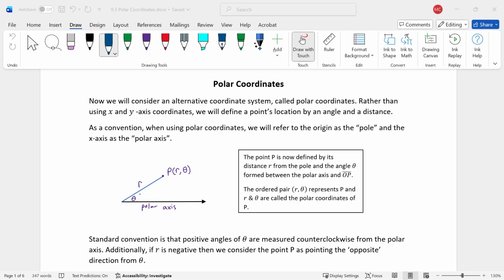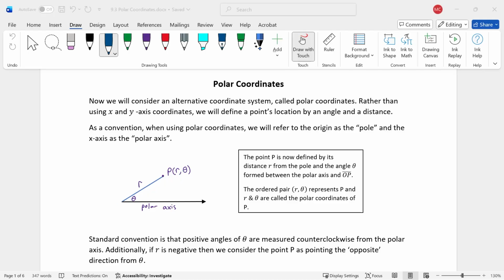So we've got a little diagram here, right? We've labeled the positive x-axis here as the polar axis. Here's our angle theta. Here's our length r. And so what we see is that this point P is now defined by its distance r from the pole and the angle theta, formed between the polar axis and the segment O to P.